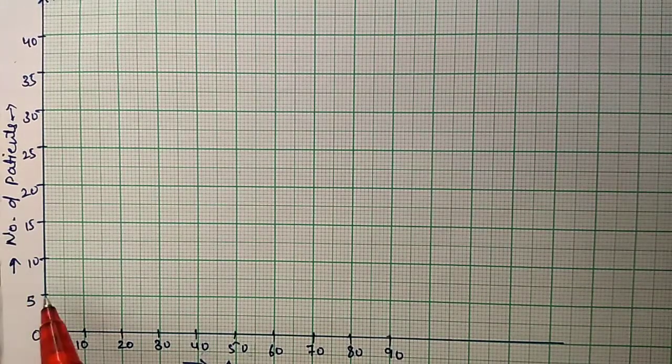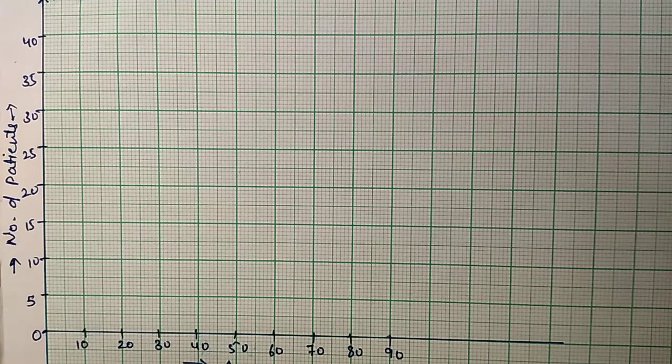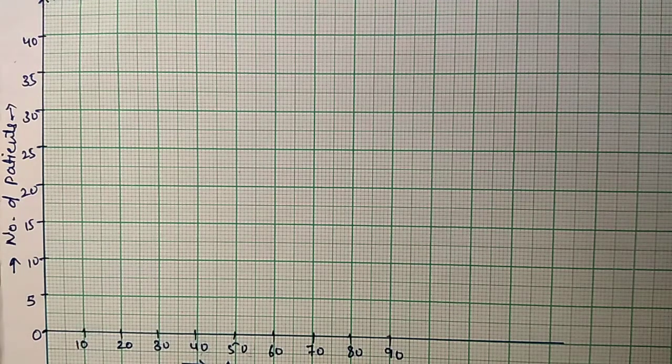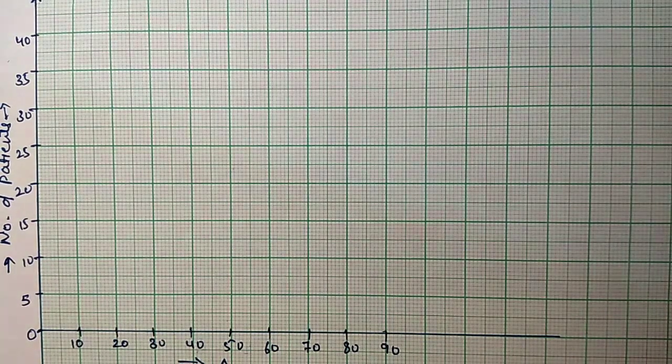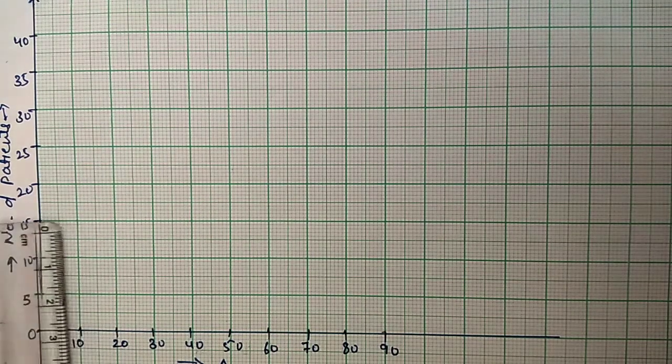And on the vertical line we are representing the number of patients. So here I have taken one block equal to 5 patients. You can take this differently also, one block equal to 2 also, or one block equal to 10 patients also. It depends on you. Now next we will start drawing. Always draw with a pencil, as I am doing with a pen, but you should draw with a pencil.